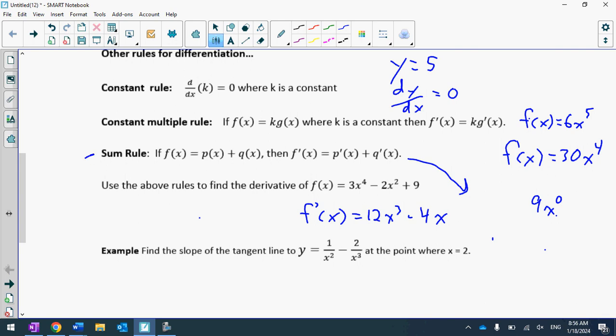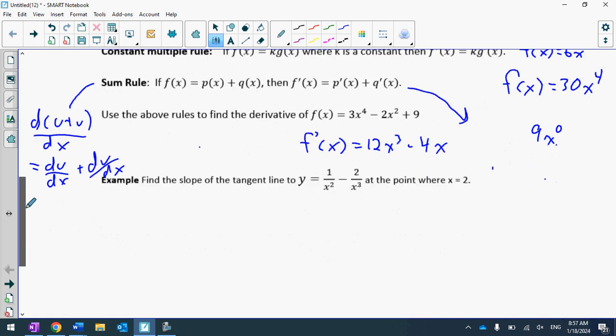Some of these rules could be written a little differently too. For this rule, I could say the derivative of u plus v with respect to x is just the derivative of u with respect to x plus the derivative of v with respect to x, using Leibniz notation. That's how you'd write that. In this case, u and v are not constants, okay? They're equations or whatever else. And there you go.